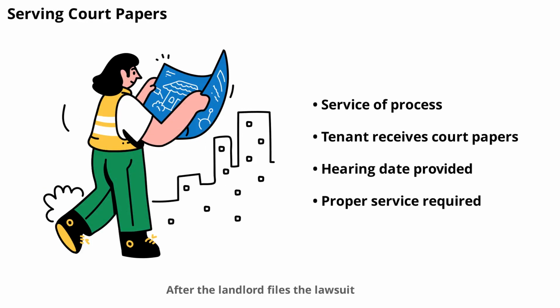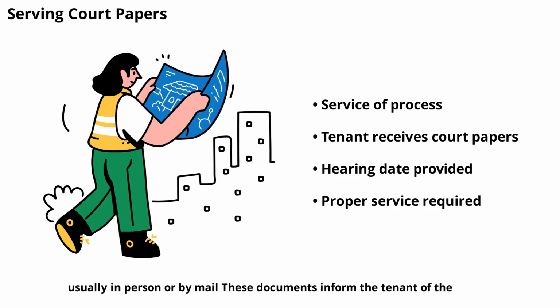After the landlord files the lawsuit, the tenant must be officially notified. This is done through a process called service of process, where court papers are delivered to the tenant, usually in person or by mail. These documents inform the tenant of the lawsuit and the date of the court hearing. Proper service is crucial. If the tenant isn't served correctly, the case could be delayed or dismissed. Tenants should read these papers carefully and respond as instructed.